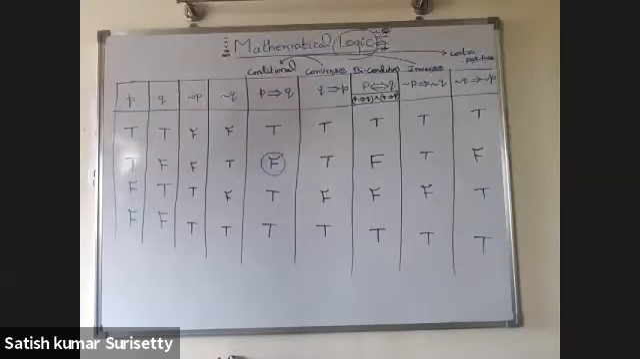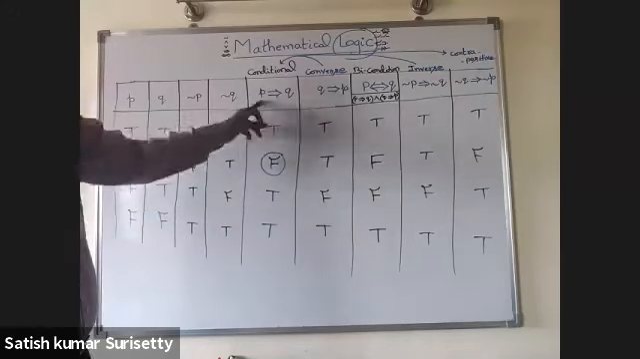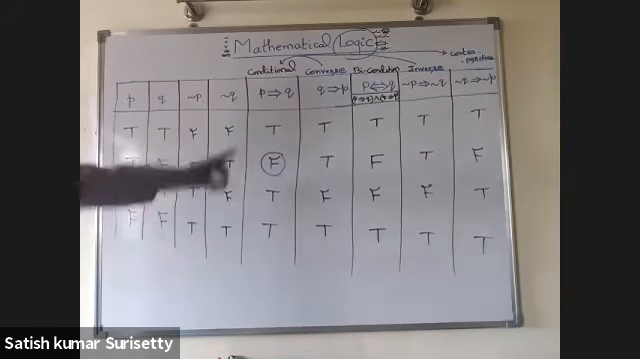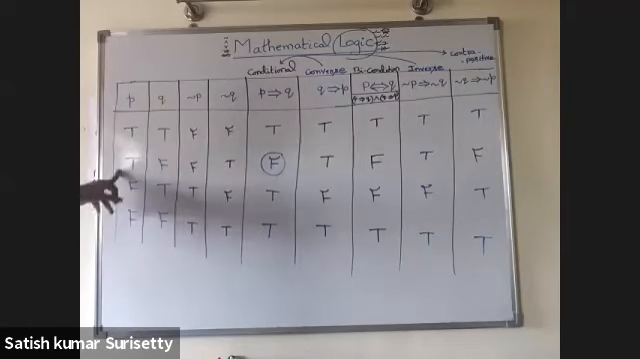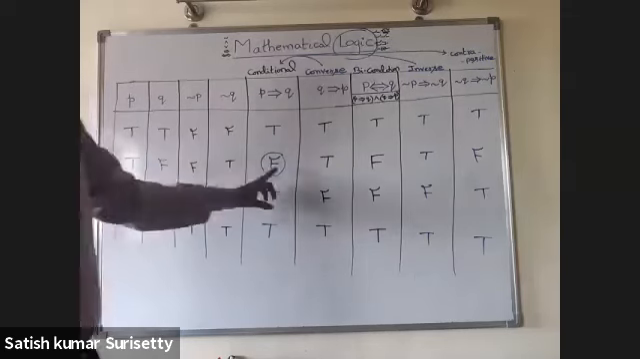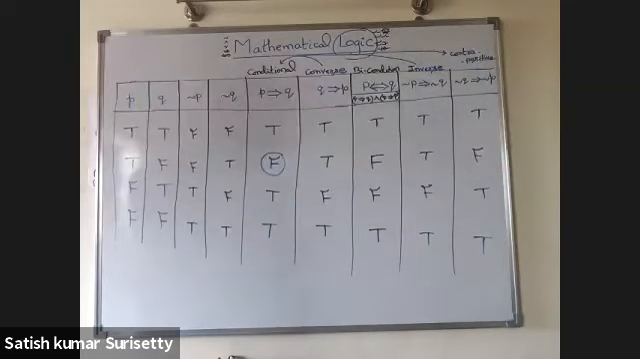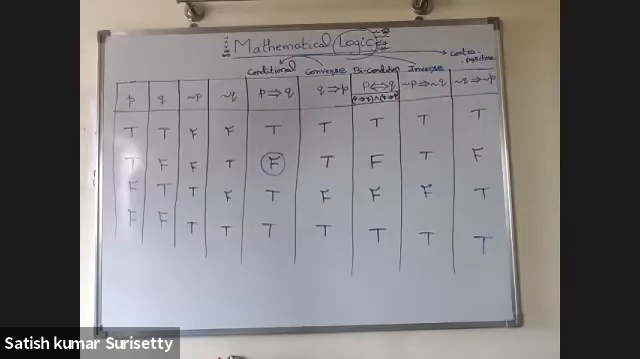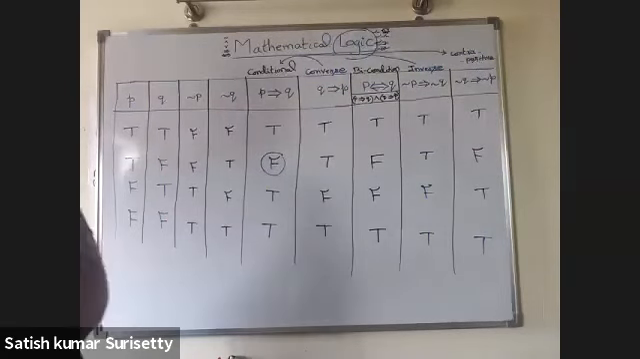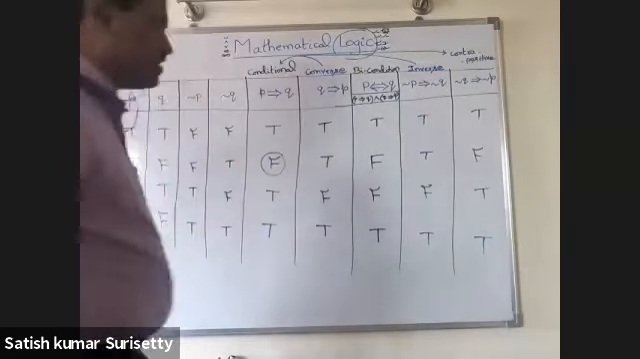So the conditional statement P implies Q is true always except one case. That is, a true statement cannot imply a false statement. That is, true implies false is false. In a similar way, it is Q implies P also. And the biconditional, P double implies Q, is the same as P implies Q and Q implies P.